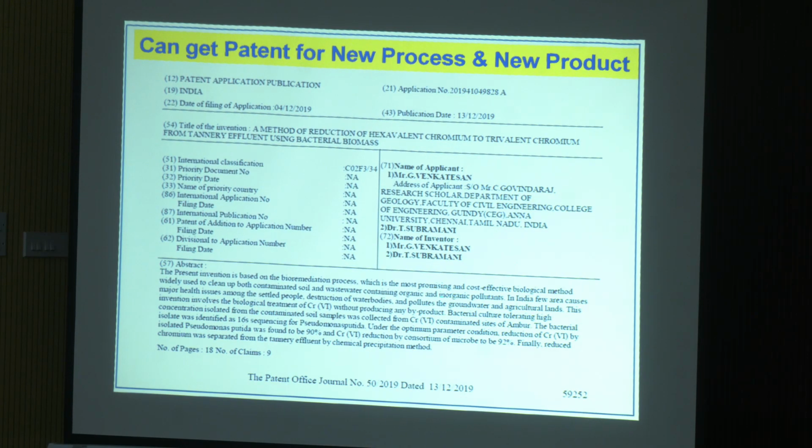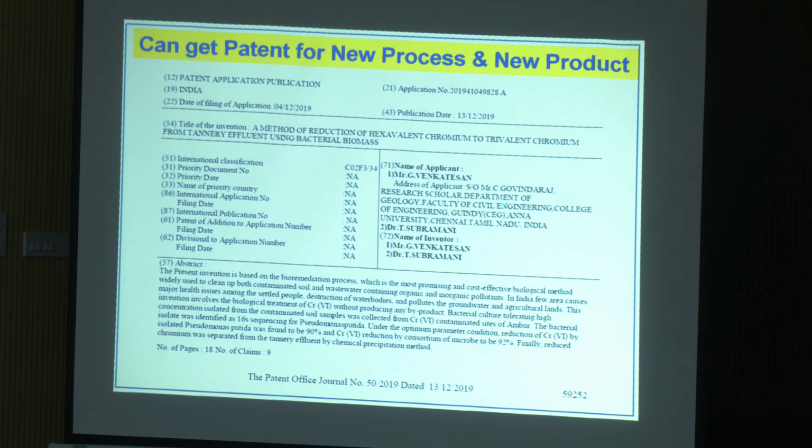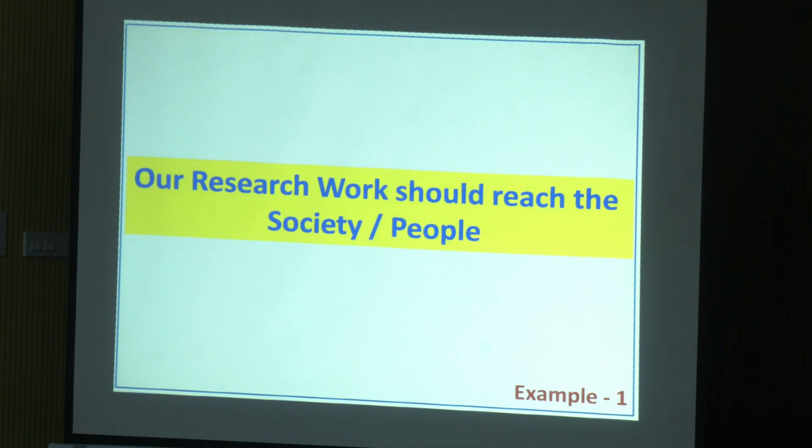Then of course we are almost going to get a patent from this. We have used a novel technique to reduce the hexavalent chromium, the toxic chromium, to trivalent chromium. We have used bacterial biomass, some kind of bacteria. So if you have a new process or new product, you can go for a patent. It will take a long time. Then two more topics are there.